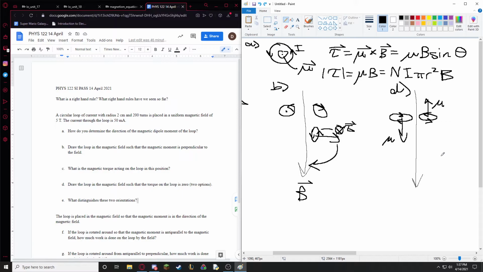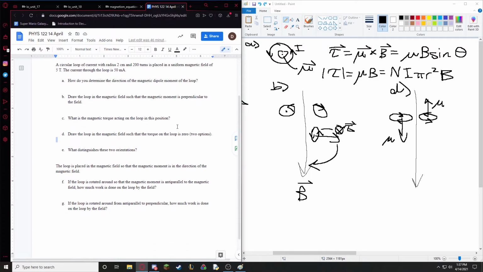And then also you have the case with the potential energy and the work being done on the loops. That's actually what we're going to take a look at in the next example. Does anyone have any questions about this before we move on? Any last comments? No, I think we're good.